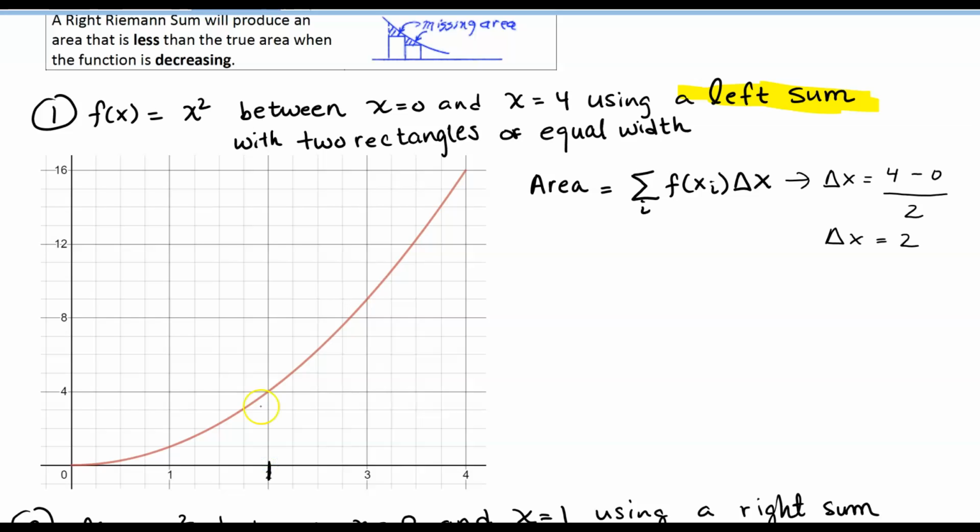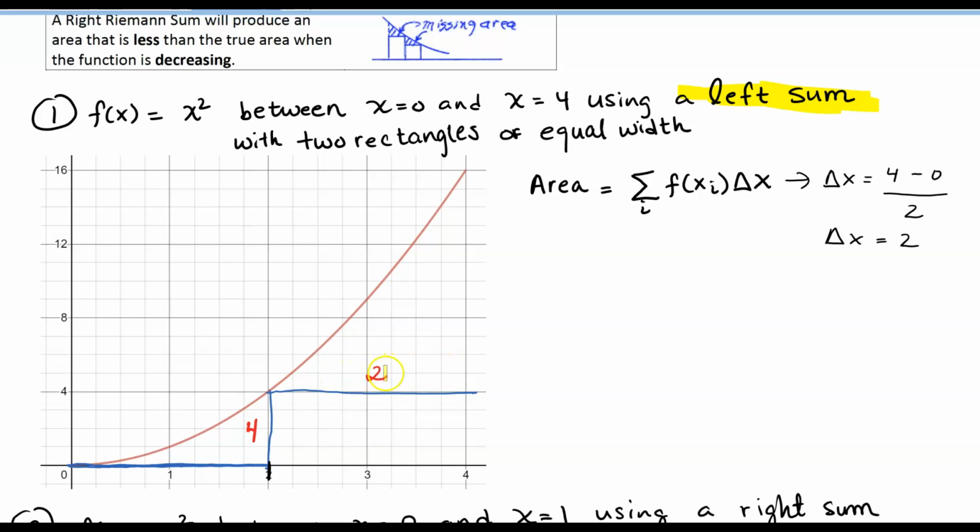And if I'm using a left sum, that means that I am going to use the leftmost value of the function, that right here being 0. So notice it's actually going to have a height of 0. So the area of that rectangle is 0. Now we create another rectangle. This one we'll start at the leftmost value, which is 2, because from 2 to 4 the leftmost value is 2. So then the height of that rectangle is going to be this value here, which is 4 units. And again, the width here is going to be 2 units.